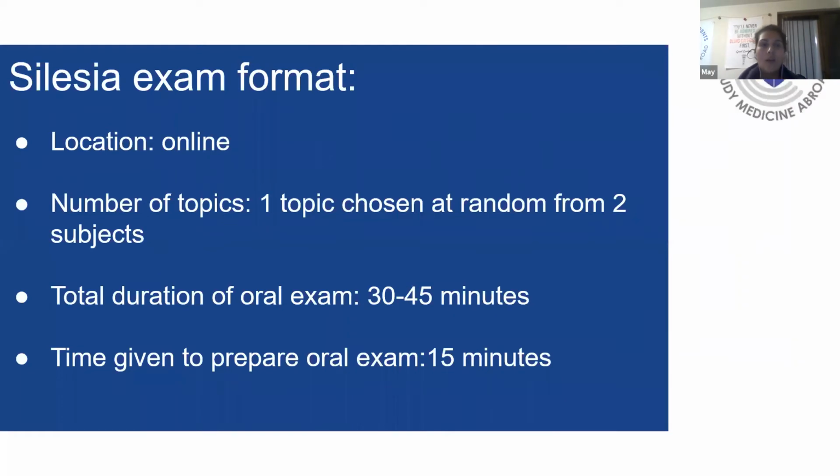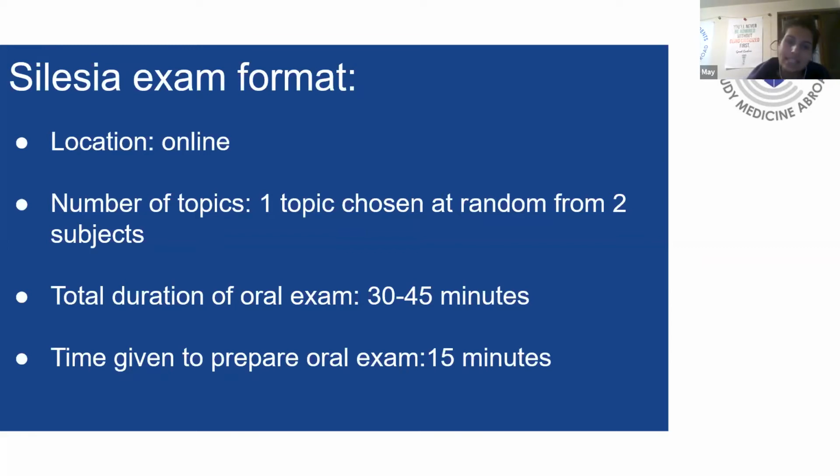Okay, as Federico asked before, that was a very good question. We're going to go over the exam format. How is the exam laid out? Especially during this Corona time, the exam will be held online. The number of topics that you will choose is one topic chosen from 2 subjects. What does this mean? On the mark scheme, there are 3 subjects: chemistry, biology, and physics.